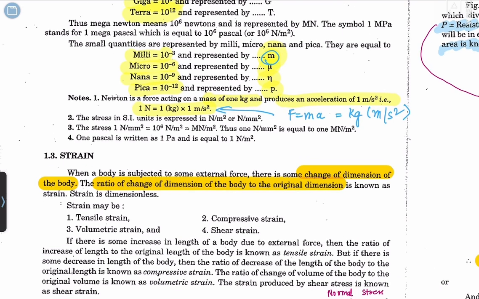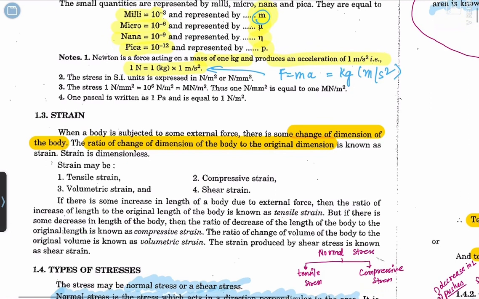Now, 1 Newton per meter square. Newton is the unit of force. Force is mass times acceleration, so 1 Newton is 1 kg times an acceleration of 1 meter per second square, which can be written as kg meter per second square. Okay, next is strain.